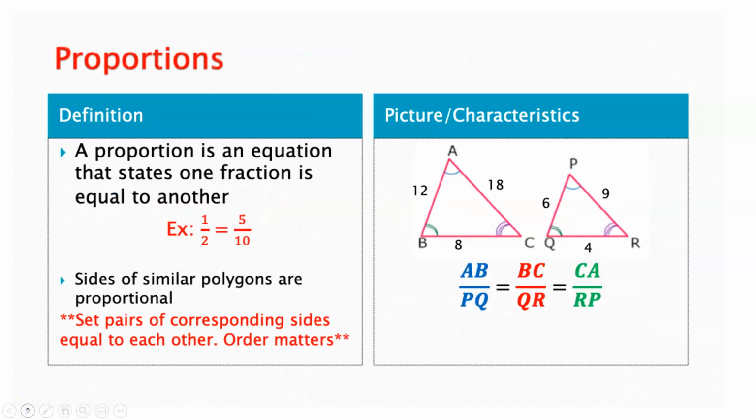The last thing here before we get into examples is proportions. Well, a proportion, guys, is basically when you set two fractions equal to each other, one fraction that is equal to the other. Now, sides of similar polygons are proportional, right?